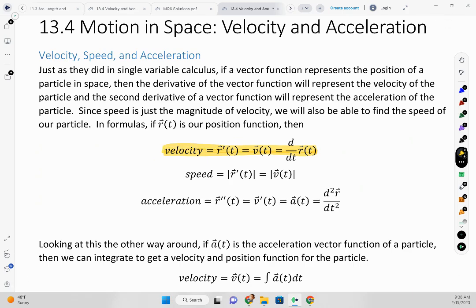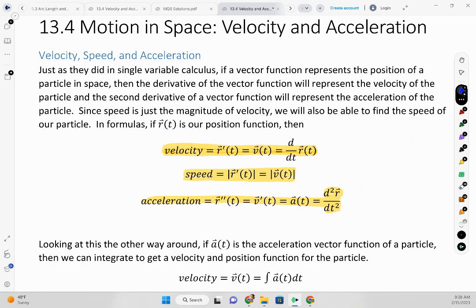And if we want to get the speed, that's going to be the magnitude of our velocity. So we can also find that by finding the magnitude of the derivative of our position function. And then the second derivative is going to represent the acceleration of a particle. So what we learned about taking derivatives last time is going to be applied now.